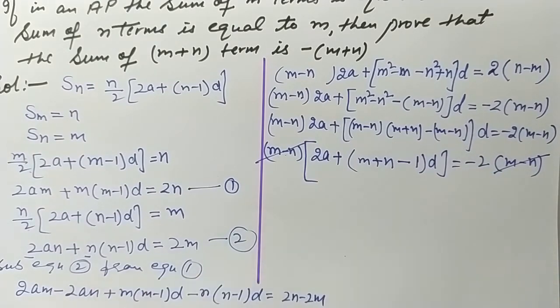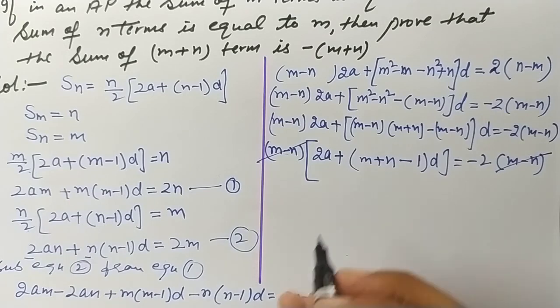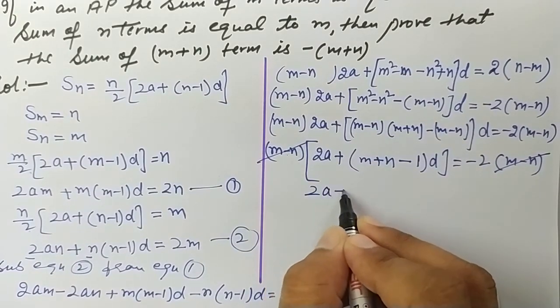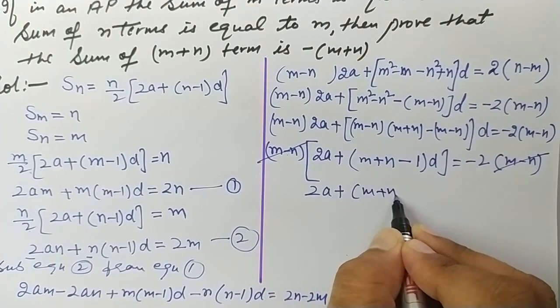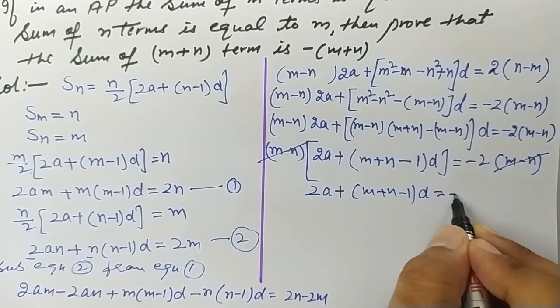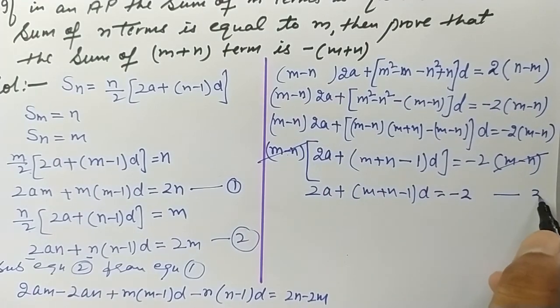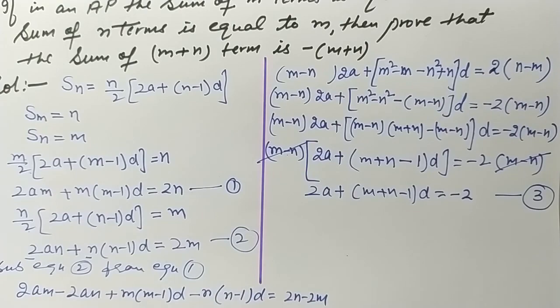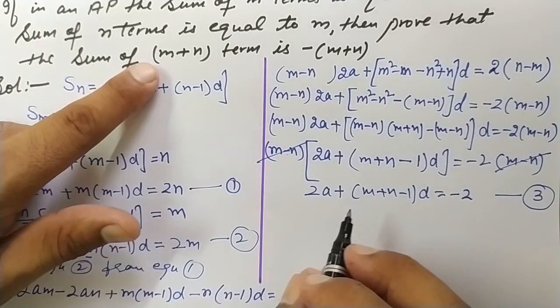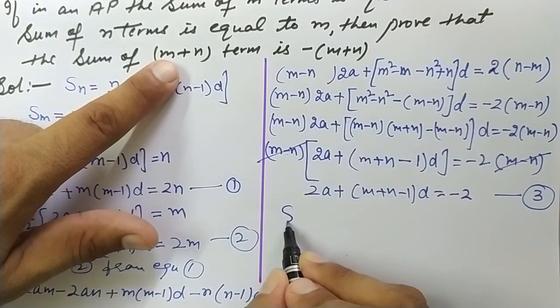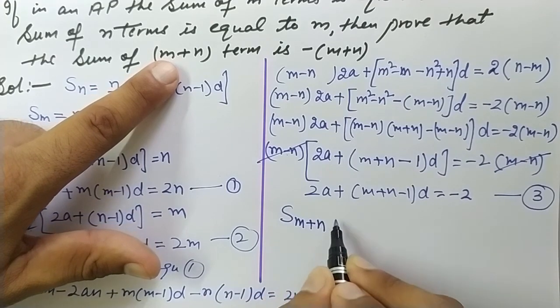So what we do now? What is left is 2a plus m plus n minus 1 into d is minus 2. See, this is equation number 3. Now what we have to find out is the sum of m plus n terms. Now let's see what is coming here.